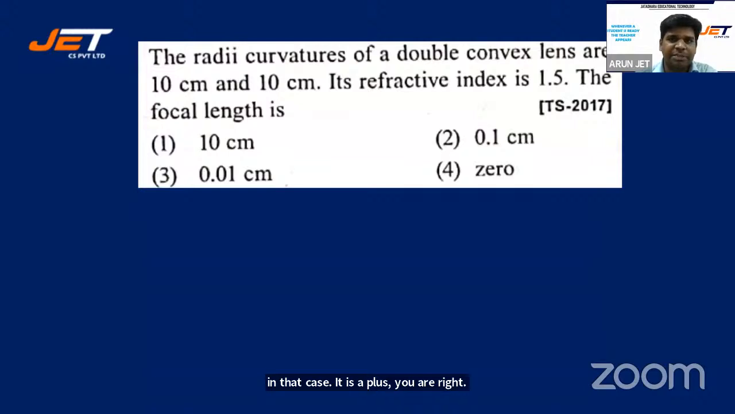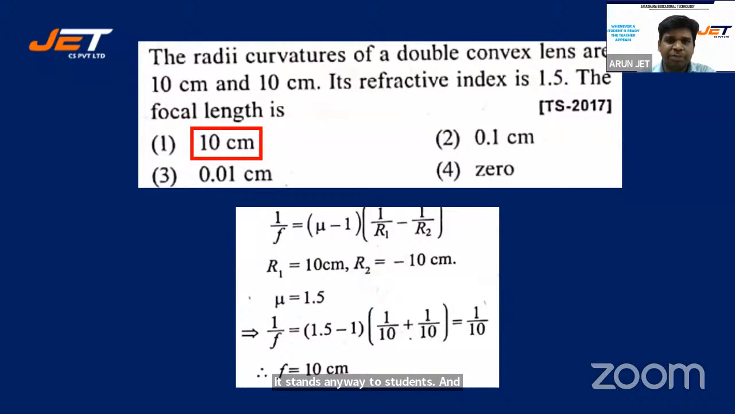Okay, look at this question. 10 and 10 centimeters are the radii of curvature of the double convex lens. Please work it out. It's 10 centimeters, students. And here's the solution. Mu minus 1 into 1 by R1 minus 1 by R2. R1 is 10, R2 is minus 10. The student was asking, when can I find R2 as negative? Here is the case where you get R2 as negative for a convex lens. Is it plane convex or double convex? You'll get R2 is negative. So mu minus 1 into 1 by 10 minus of minus 1 by 10, that is plus 10, is equal to 1 by 10.